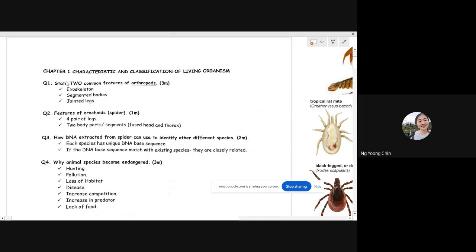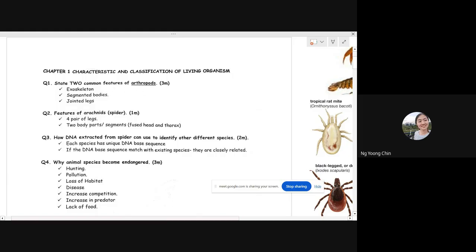So in chapter 1, we already discussed the characteristics and classification of living organisms, and you need to know about each of them. We have a lot of types of living organisms, which include arthropods, animals, plants, fungi. You should memorize them, and not only memorize but always understand their characteristics. For example, if the question asks you to state 2 common features of arthropods, what points do you need to write?